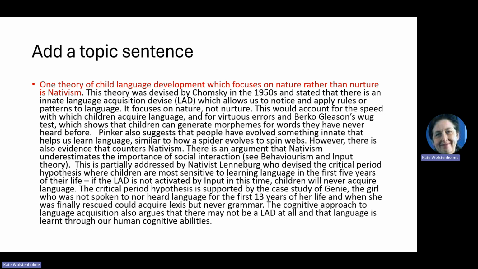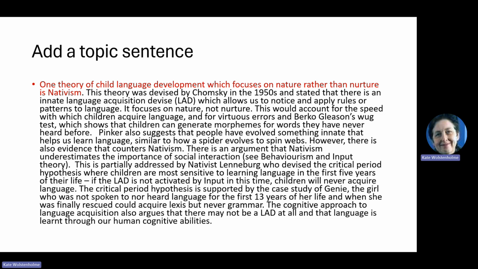So in red, topic sentence. The topic sentence comes at the beginning of the paragraph and it refers to the question. So you make a link between the theory you're going to discuss in this paragraph and the question. One theory, in this case, of child language development which focuses on nature rather than nurture is nativism, right? Then you launch into your pre-prepared paragraph.